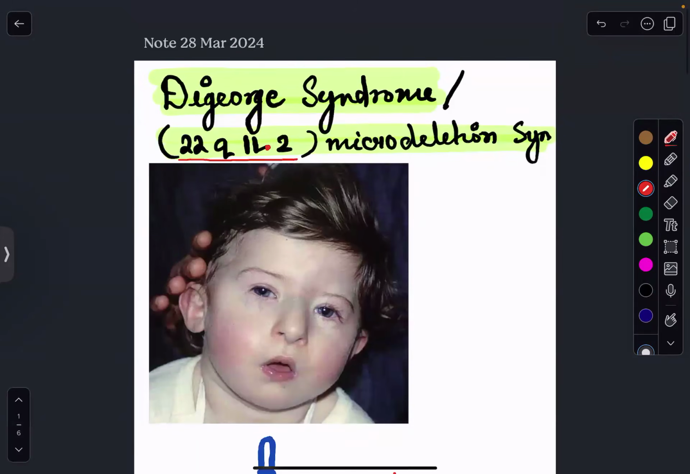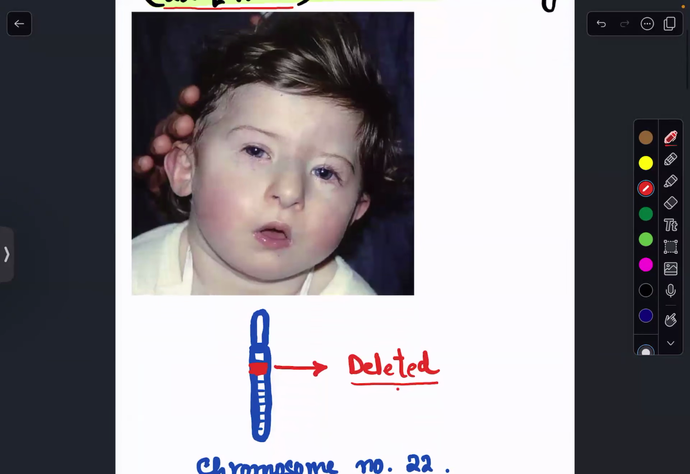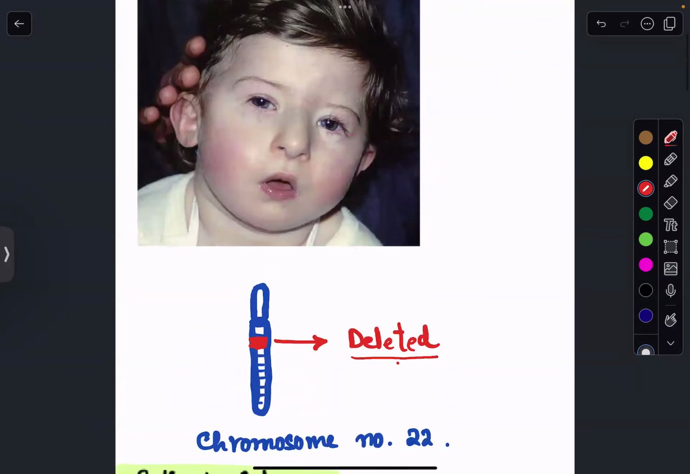I've prepared some notes here. So this is DiGeorge syndrome, and it is also known as 22q11.2 microdeletion syndrome. I'll be telling why it is called 22q11.2 microdeletion syndrome. So this is a picture of a child with DiGeorge syndrome. I've taken it from Google. You can see he has small eyes, hypertelorism to an extent. Nothing else I could understand from this particular image, and there is also dullness of the face.